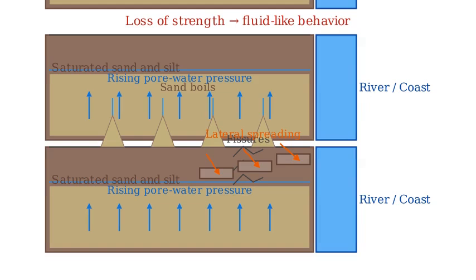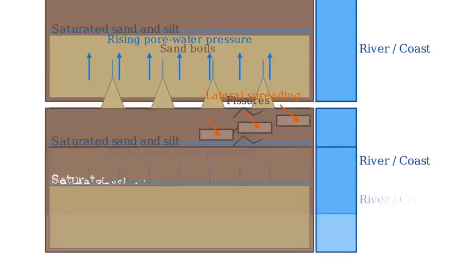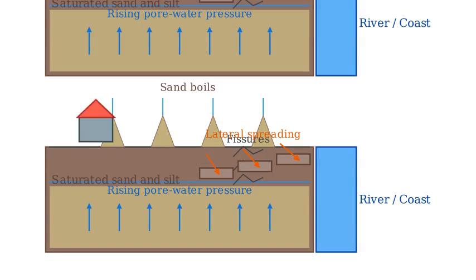Structures on liquefied ground can sink or tilt. Here is a small house on the surface. As the soil loses strength, the foundation settles unevenly and the house tilts.